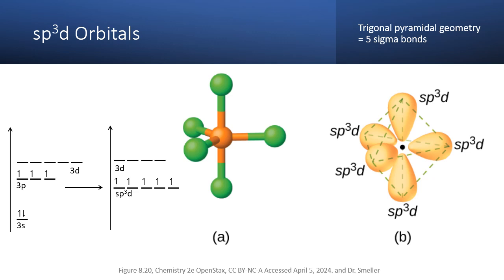Now, I will pause here and say that if we have a lone pair, then we would in fact have an up and a down electron in our hybridized orbital.